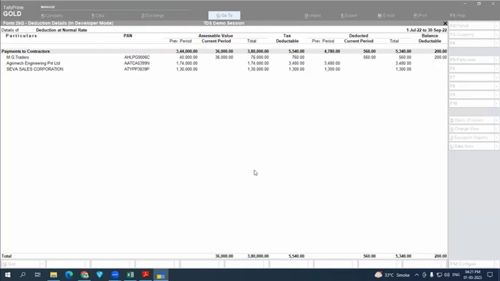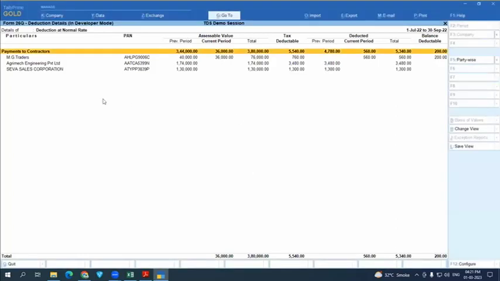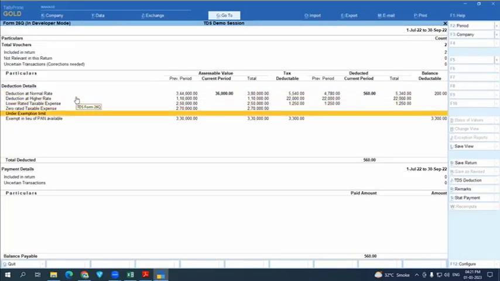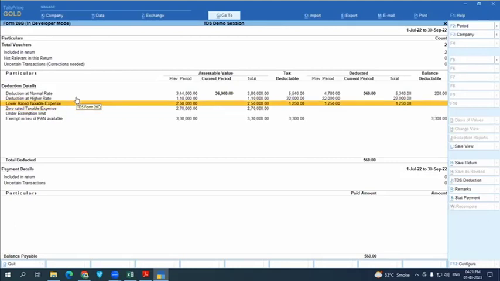In a low deduction certificate, there is a limit, like up to 1 lakh. After crossing the limit, TDS has to be deducted at the normal rate. So where and how? Yes, good question. So there is a facility. Okay. See here, in zero rated or lower rate.